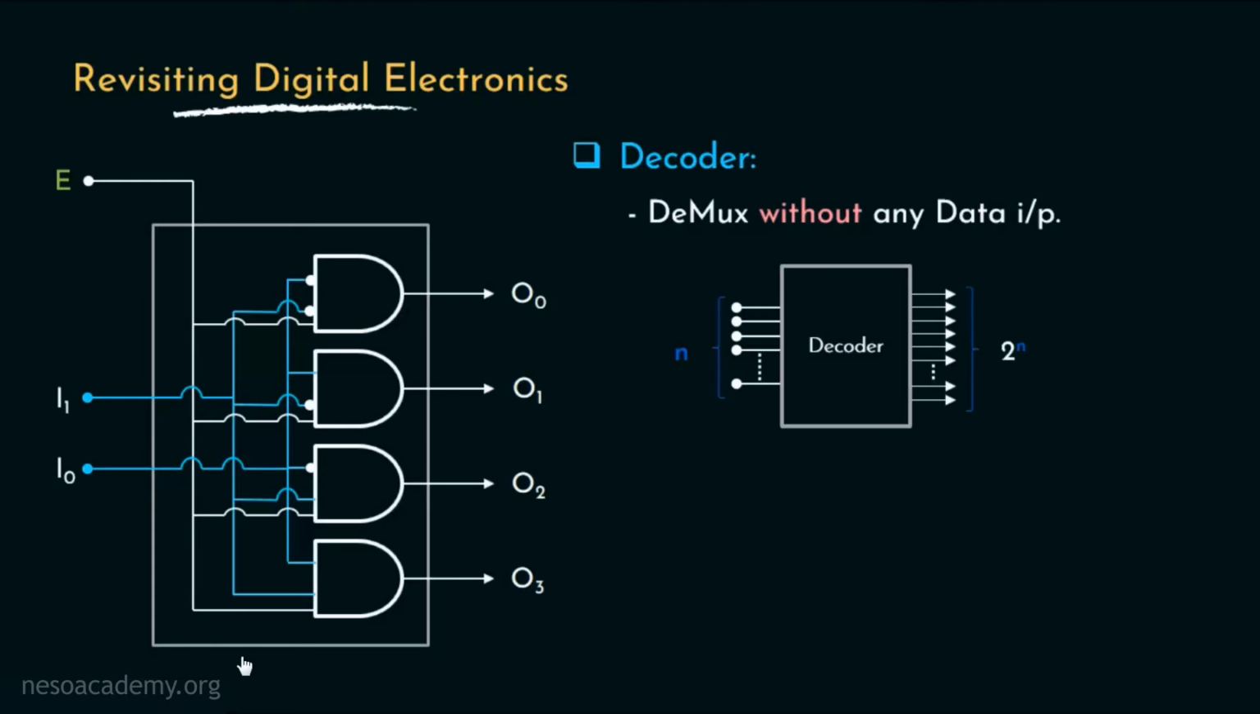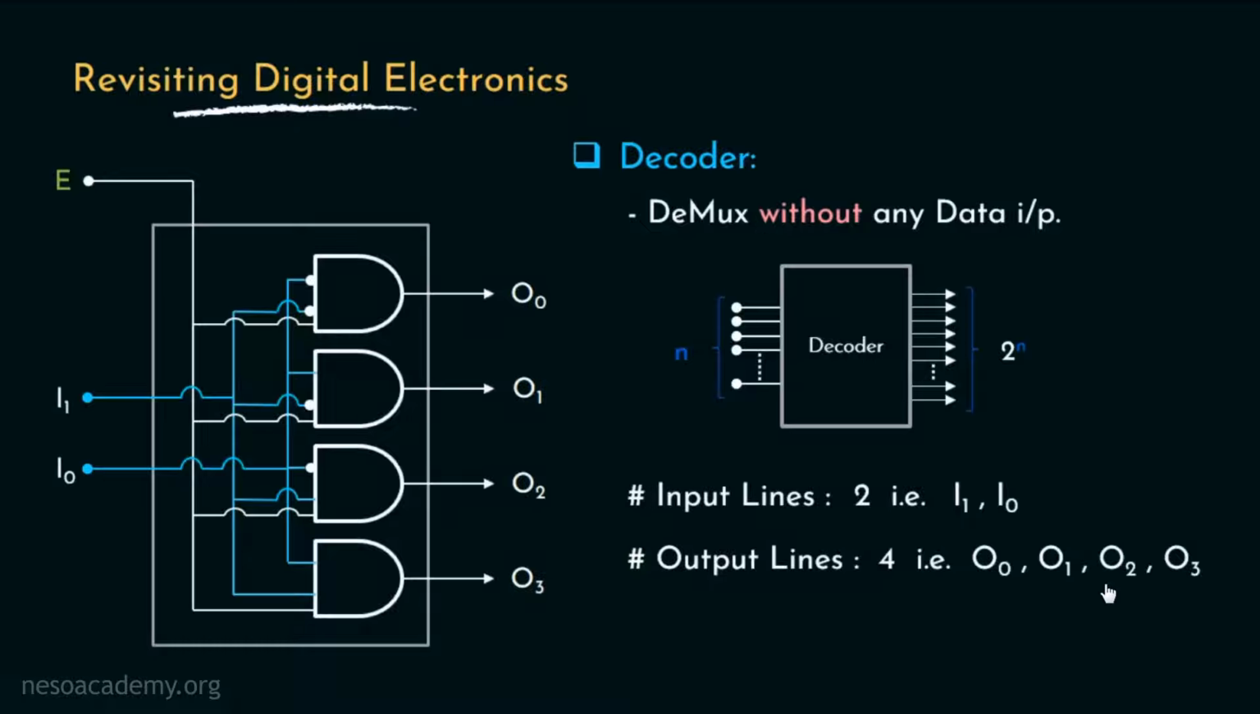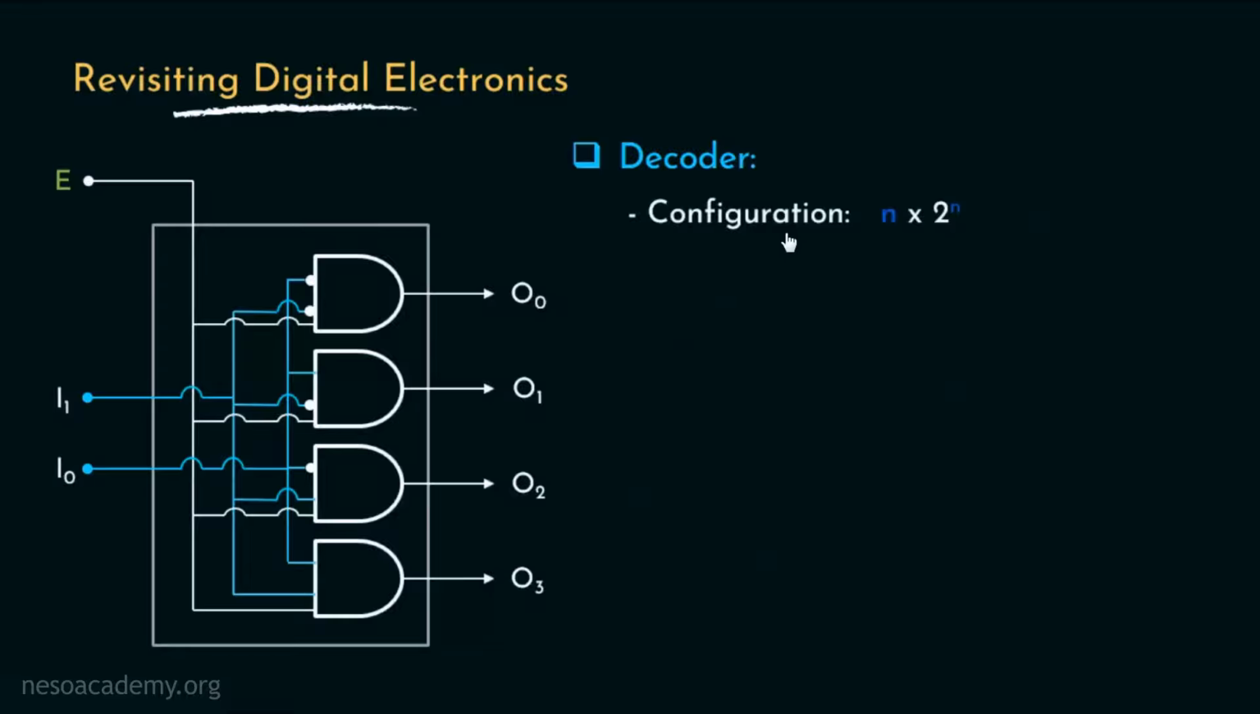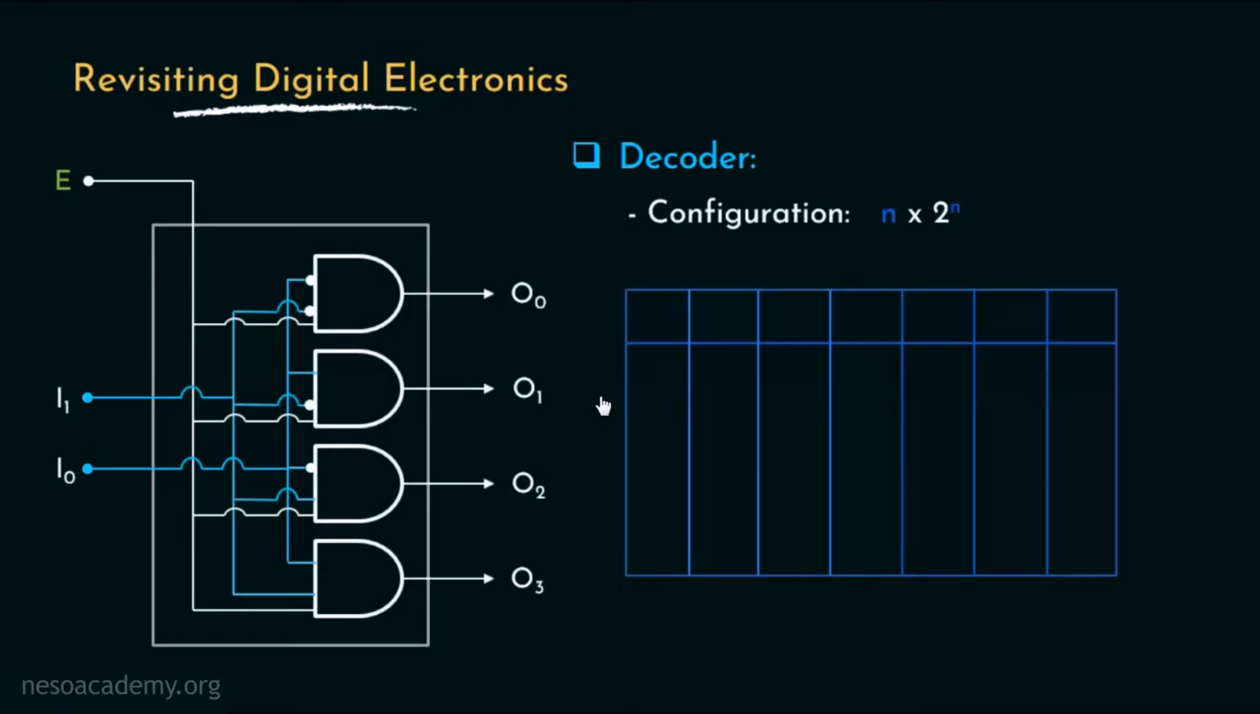Even if we observe this particular decoder circuit, here the number of input lines is 2, that is I1 and I0, whereas the number of output lines is 2 squared, that is 4, which are O0, O1, O2 and O3. So in short, we can deduce that the configuration of the decoder is n by 2 to the power n. Let's analyze the working principle of this decoder circuit using the truth table. Here we have 3 input lines E, I1 and I0, where E is the enable line. Also, we have 4 output lines.